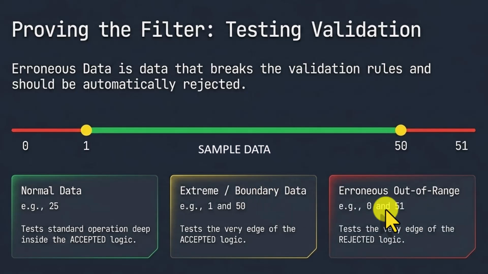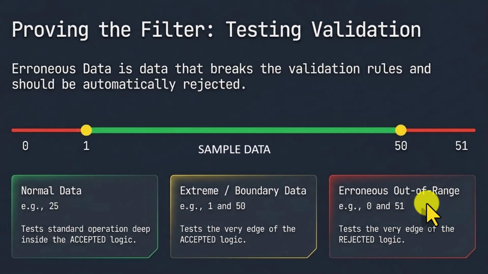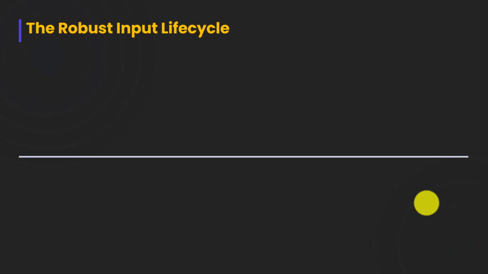And erroneous data, that is data which is not acceptable. For example, 0 should not be accepted here. It should be rejected, and the user should be asked to enter the data again. Okay, and 51 or numbers higher than that, or any text, for example. So that tests the very edge of the rejected logic, that is 0 and 51. And erroneous data tests wrong input, and checks if our program works well with that.